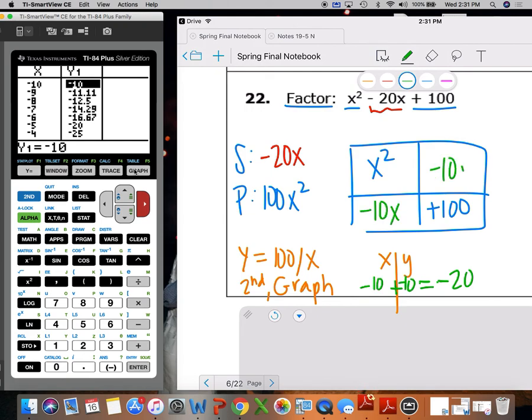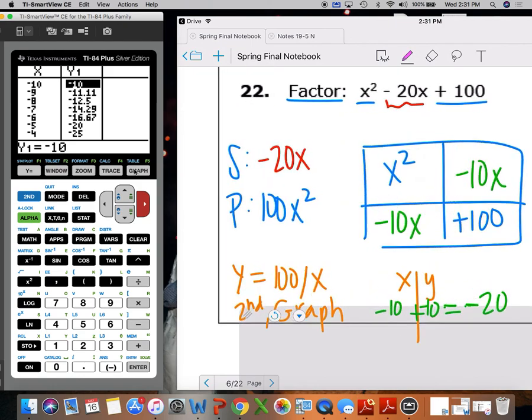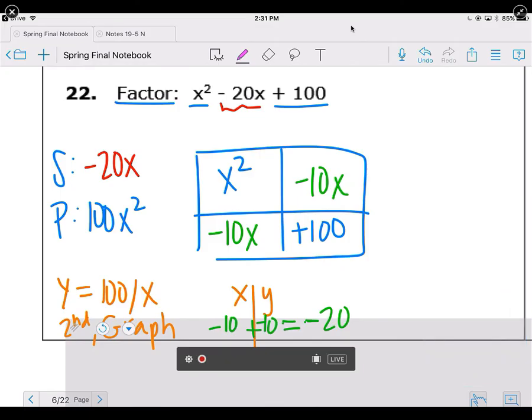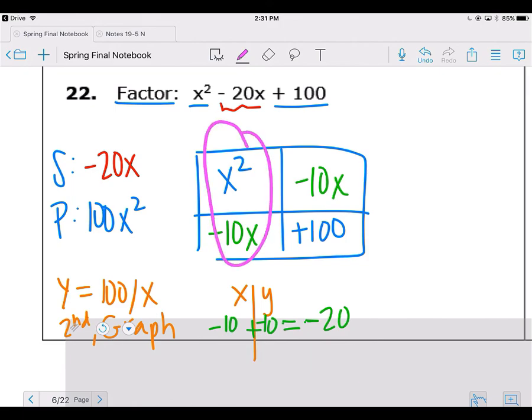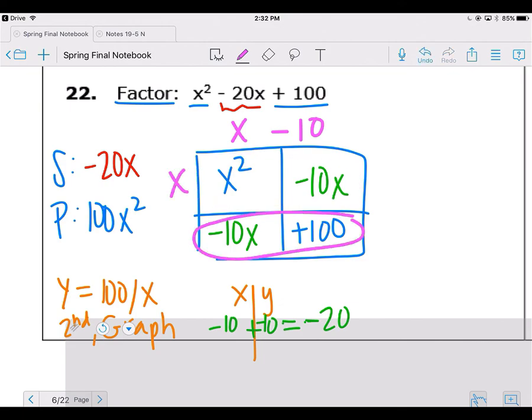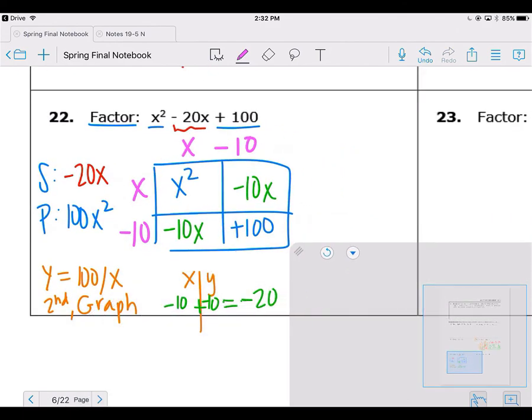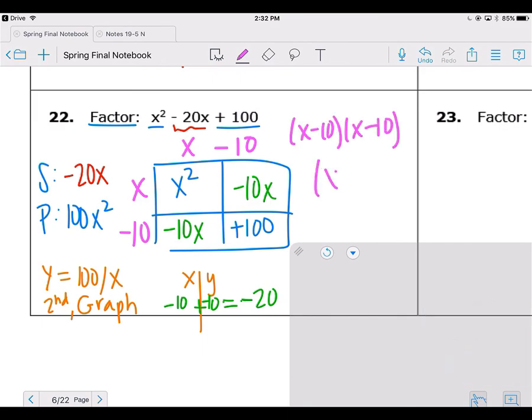So I put those into my box and factor out my GCF. X squared and negative 10x share an x. Negative 10x and 100 share a negative 10. So my factors are x minus 10, x minus 10, which can also be written as x minus 10 squared.